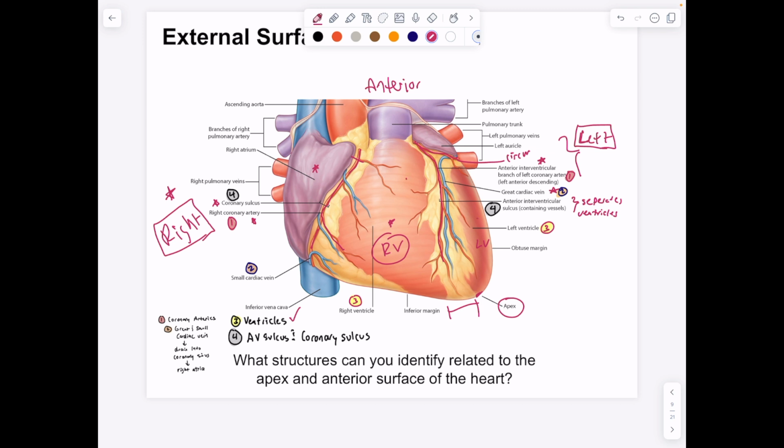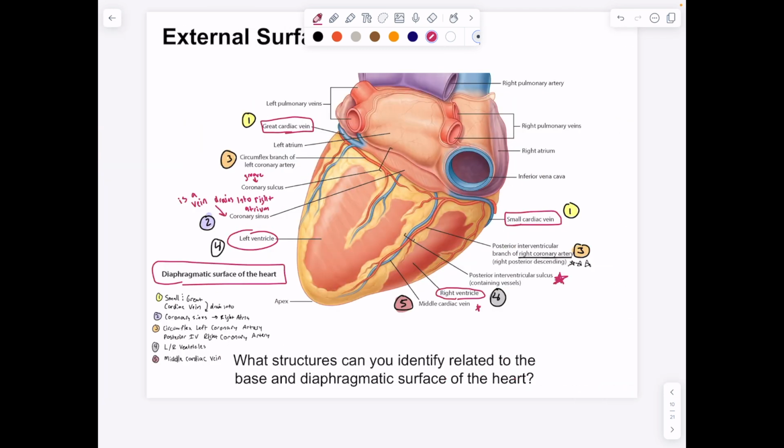And then finally, just quickly touching on the veins, because we'll talk more about this in just a second, we have the great cardiac vein going with the anterior IV branch of the left coronary artery, and then over here we have the small cardiac vein. Okay, so let's move on to the back, and then we'll take a quick look at the model of the heart.